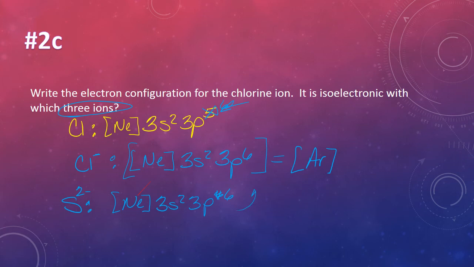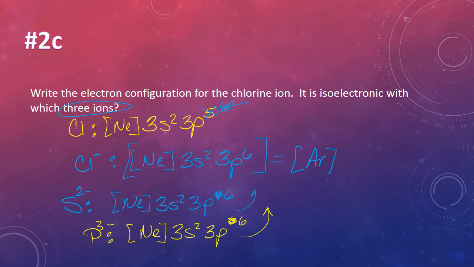Let's try another one. How about phosphorus? Phosphorus's electron configuration is neon, 3s2, 3p3. What's the charge on the phosphorus ion? 3 negative. So we had to gain 3 electrons. Oh, we have the same thing as above. Both of these would have the same electron configuration as argon.